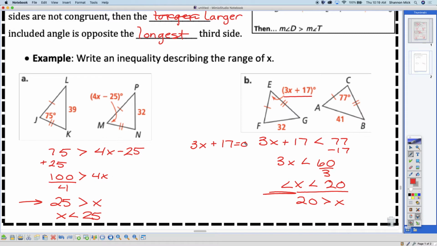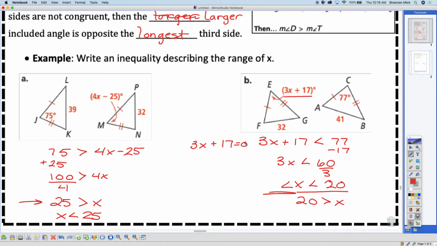Can I have any positive length or any positive angle? That's a positive too. No. This says x is less than 20. What are numbers less than 20? Give me a number less than 20. 10, 5, 7. Keep going.